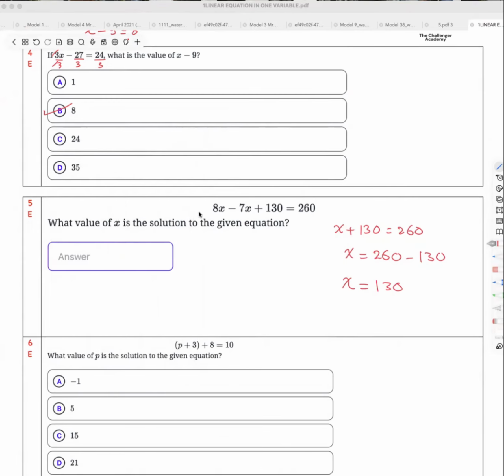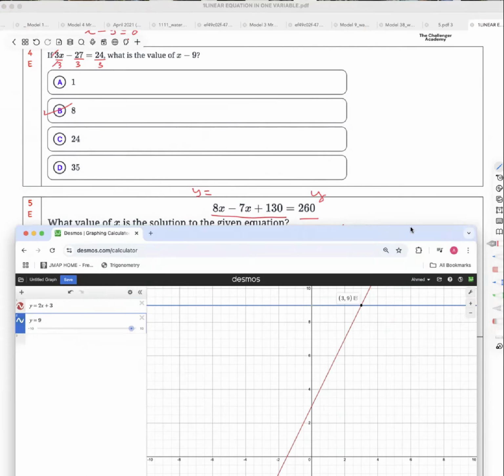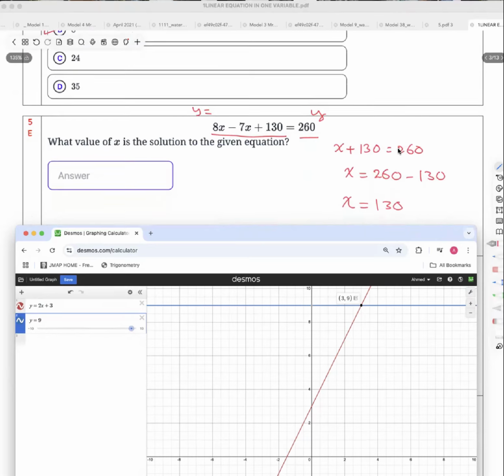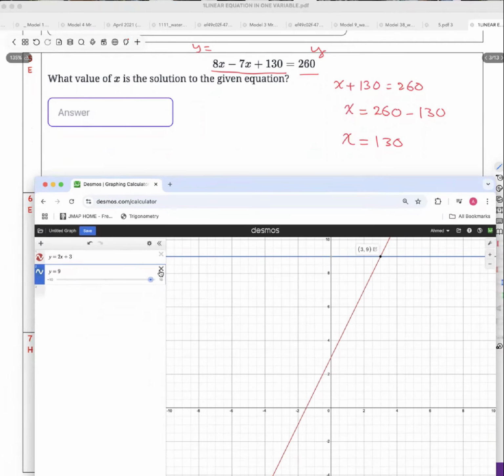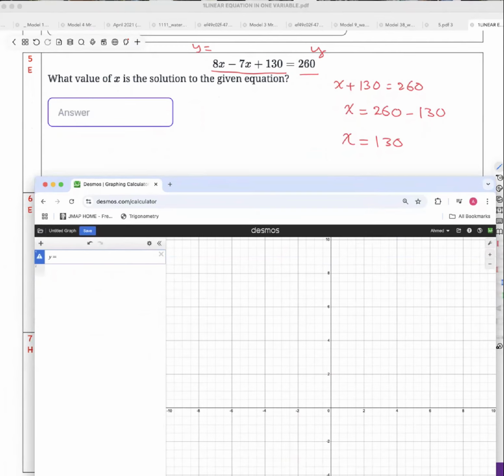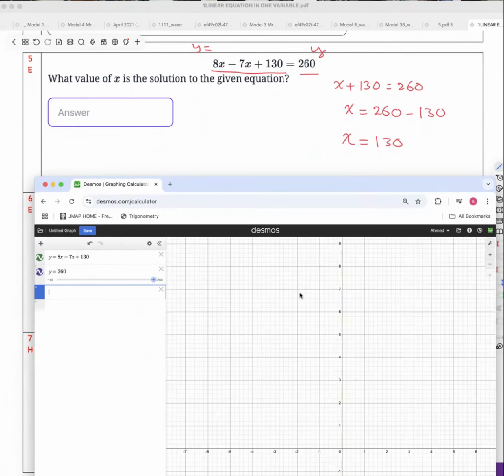Also, if you want to find it using Desmos, it's okay. It will be easy. So y equals, and this is y equals. And graph both, so we can use Desmos also. So it's y equals 8x minus 7x plus 130. And also this one, y equals 260. I think the answer will not be here, it will be up.